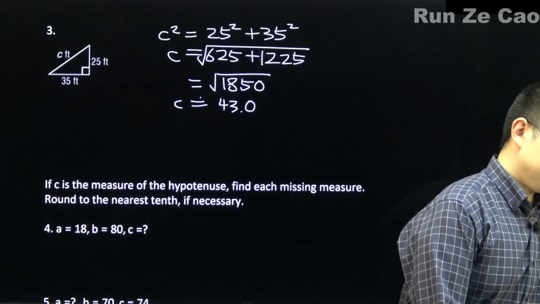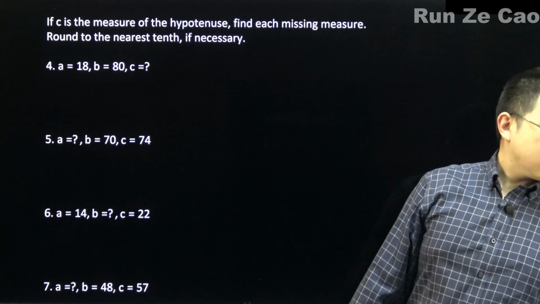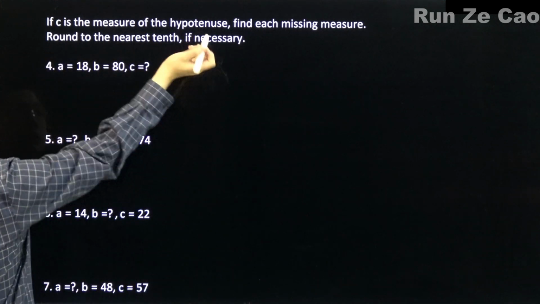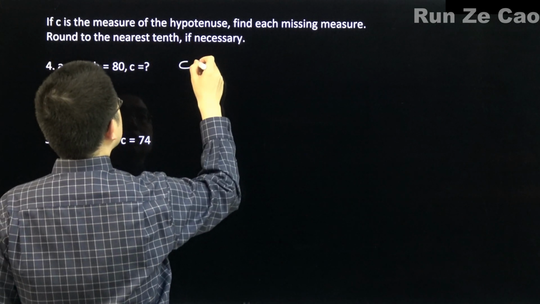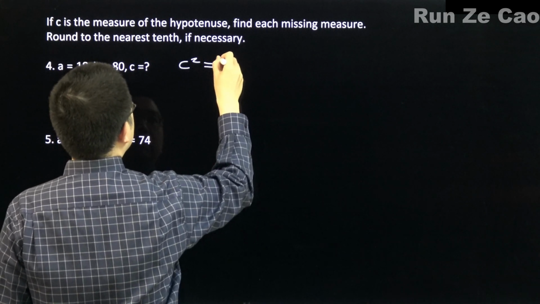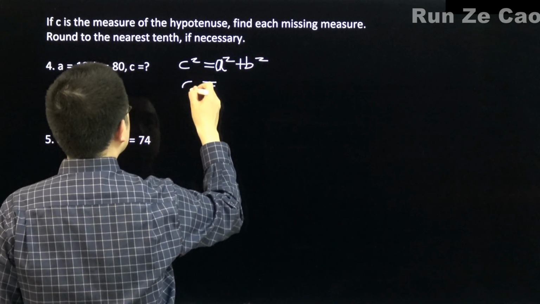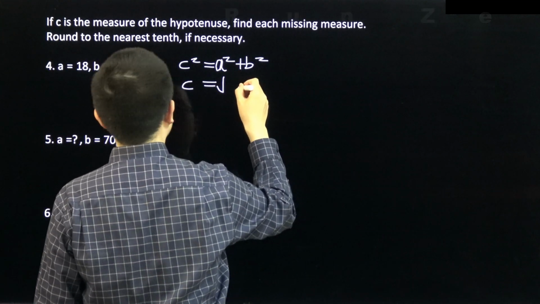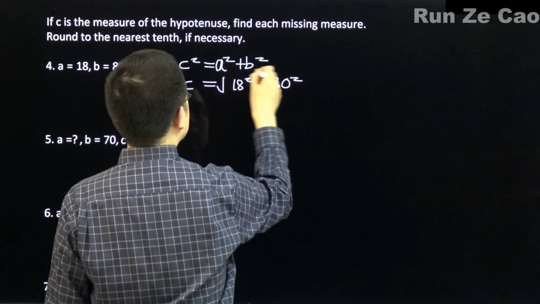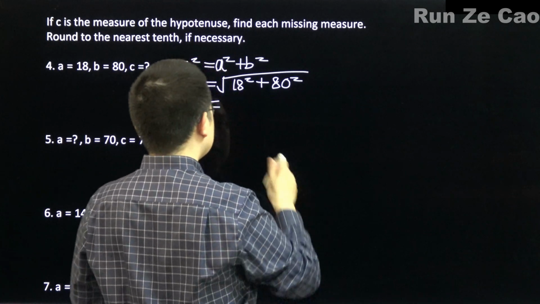Yeah. So, if C is the measure of the hypotenuse, find each missing measure. Round to the nearest tenth if necessary. Well, C squared equals a... Technically speaking, we should go with A squared plus B squared, but you can see where this is going. 18 squared plus 80 squared. So, 18 squared is 324.